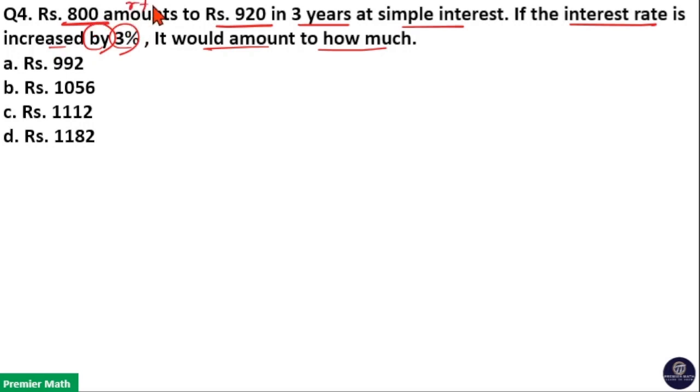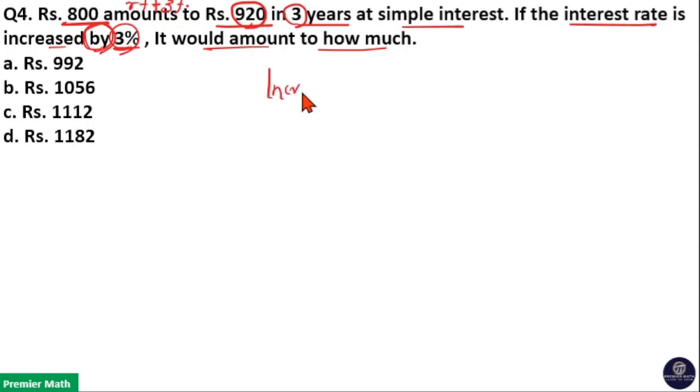If the current rate is R percentage, 800 rupees at R percentage amounts to rupees 920 in 3 years. But here the rate is increased by 3%. That is, now the rate is R plus 3%, and this R plus 3% is for 3 years. That means we have to add this 3% for 3 years, that is 9% of this 800, to the current amount.